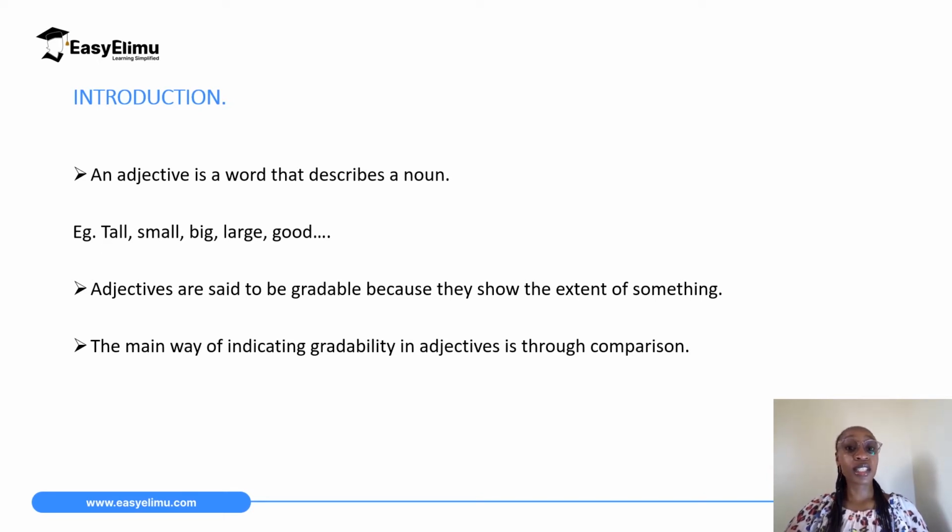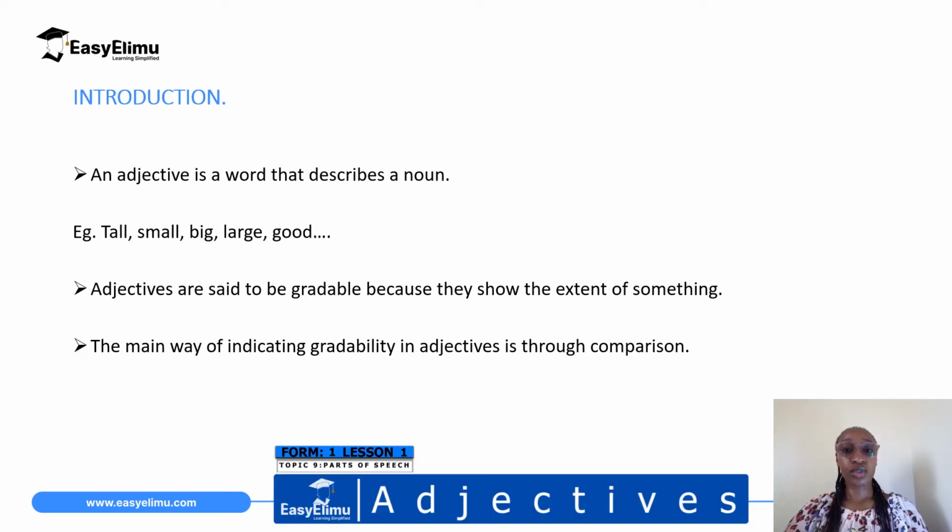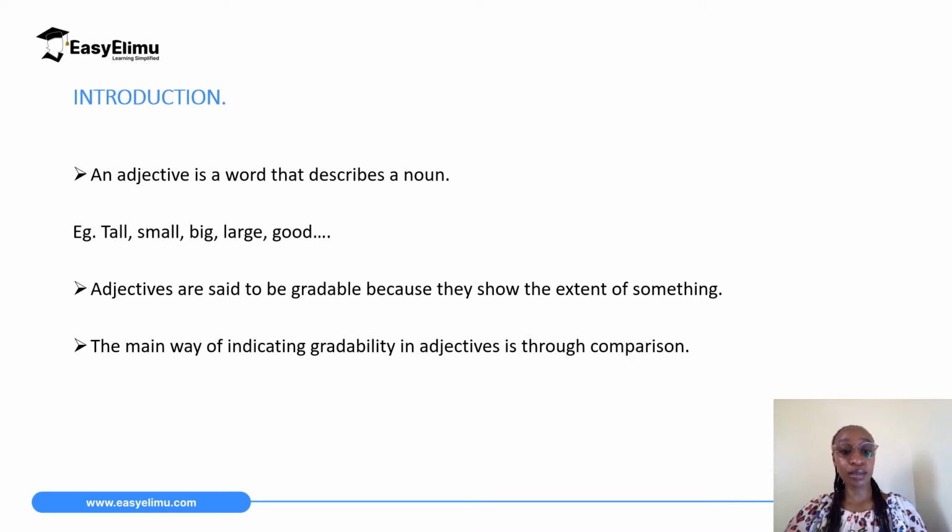Adjectives are said to be gradable because they show the extent of something. How small is the house? How big is the house? How tall is the person? That is why we call them gradable. And for you to determine the gradability, we use comparison.